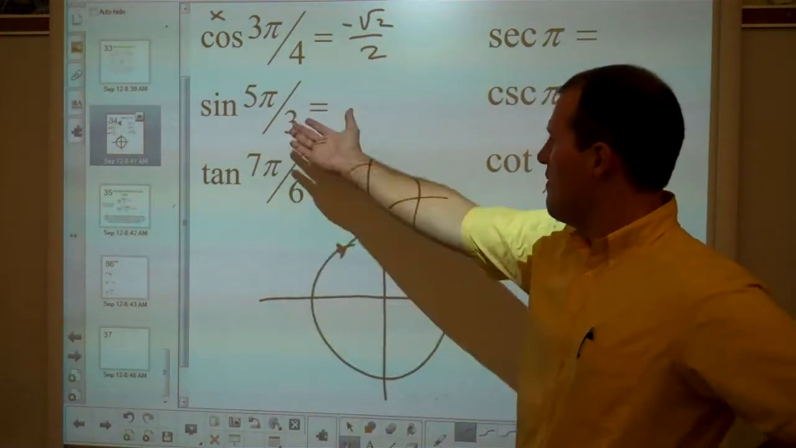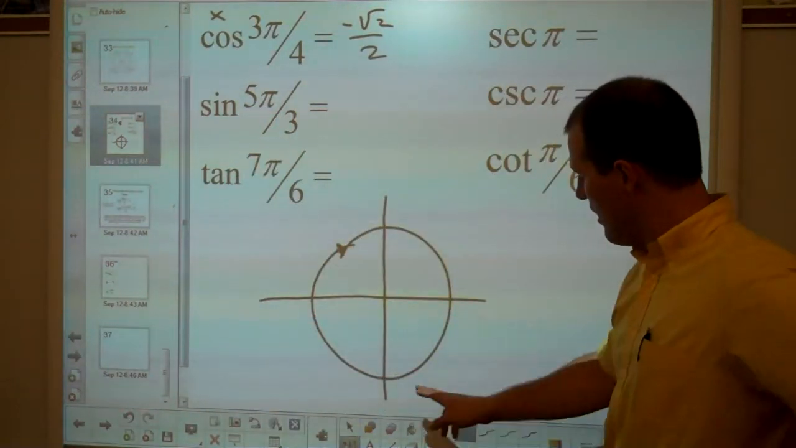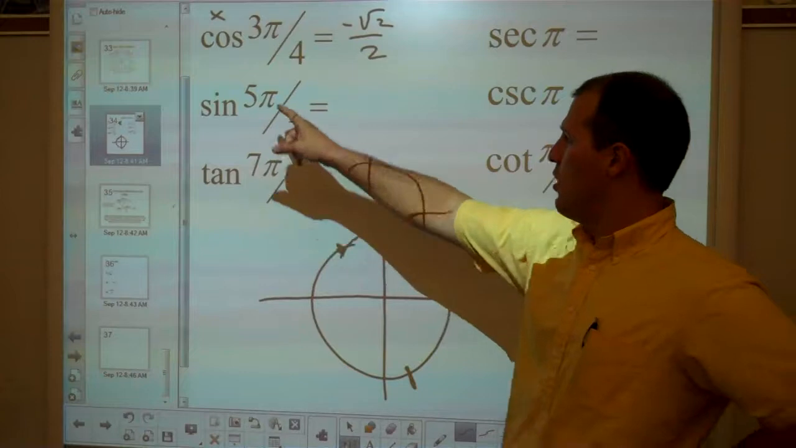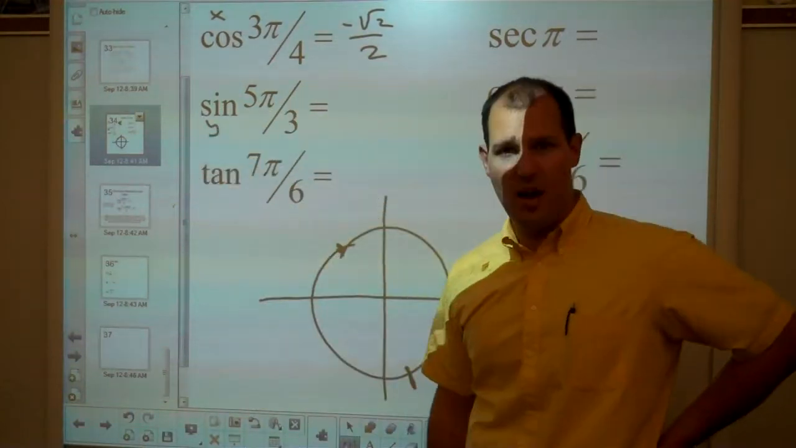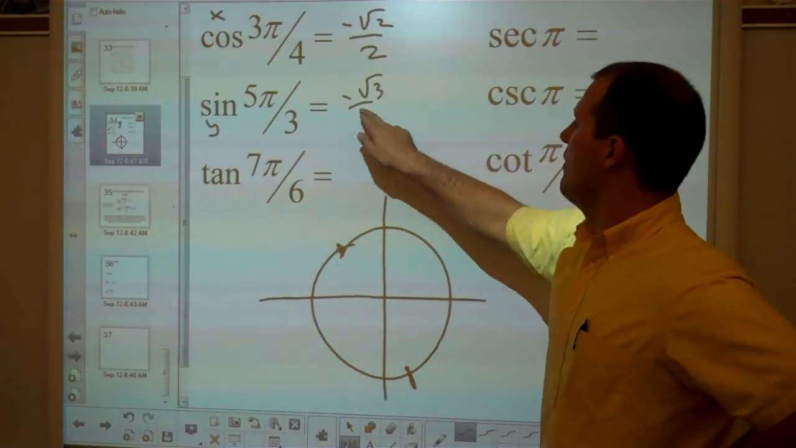Okay, head down to the next one, 5 pi over 3. That's just short of 6 pi over 3, which is 2 pi. So that means we're right down in here. We're looking for a sine value. Please recall that that's a y value. And at this point, we have a y value of negative root 3 over 2.